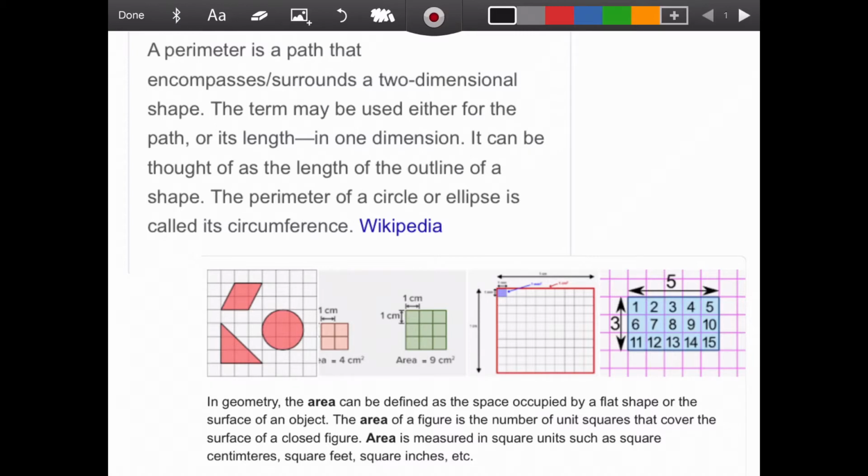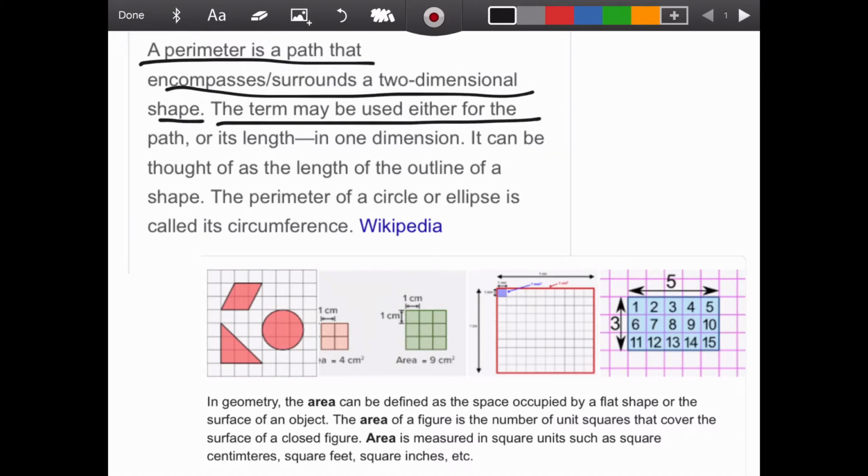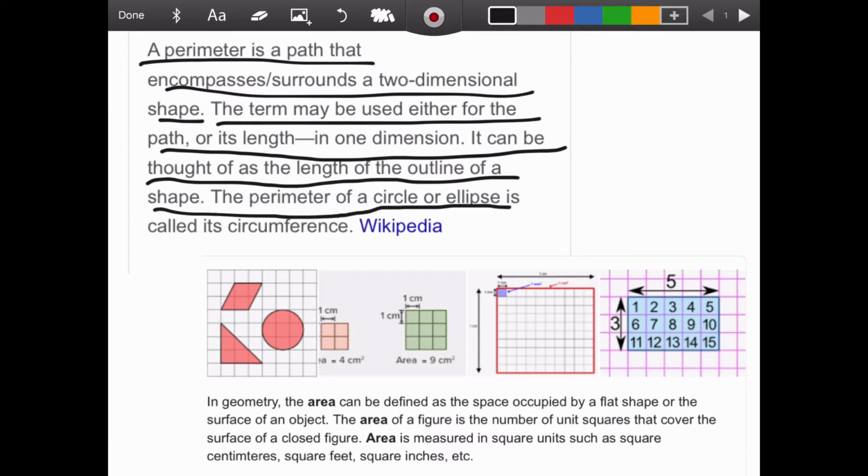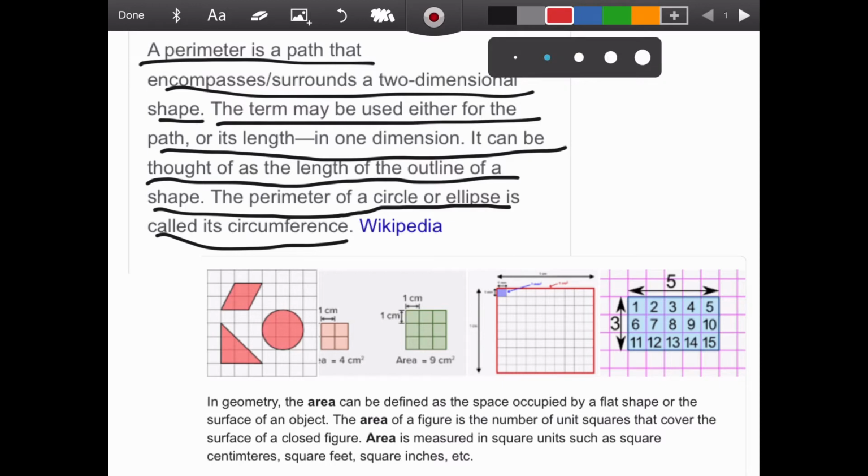A perimeter is a path that encompasses/surrounds a two-dimensional shape. The term may be used either for a path or its length in one dimension. It can be thought of as the length of the outline of a shape. The perimeter of a circle or ellipse is called circumference. So the most important thing to realize when we're looking at perimeter is that it can be thought of as the length of the outline of a shape. And so what that means is it's just going to be the border of a shape.